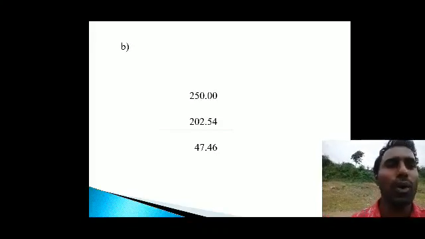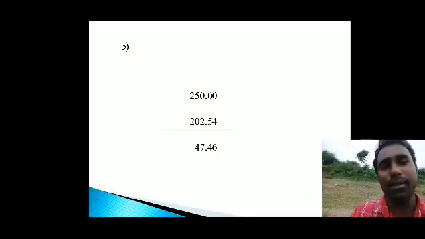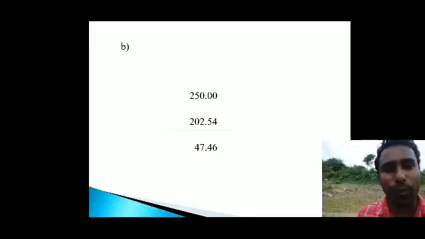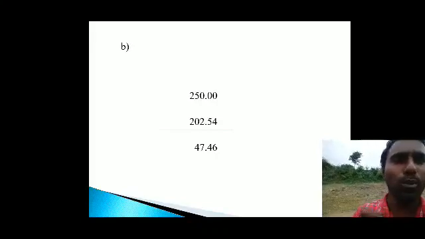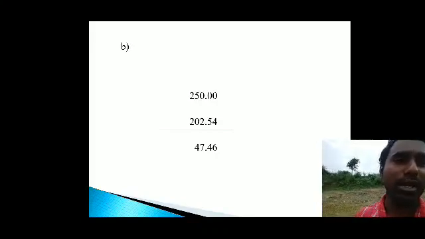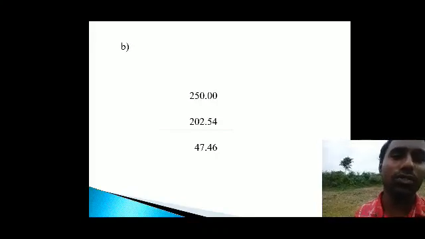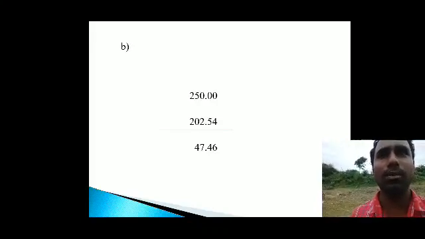So 10 minus 4, 6. Now already 10 is there, that means 1 is given from the 10, so the remaining is 9. So 9 minus 5, 4, and one more 0 above, one is given, so 9 is there. 9 minus 2, 7. So now 4. 4 minus 0, 4. So the answer is 47.46.